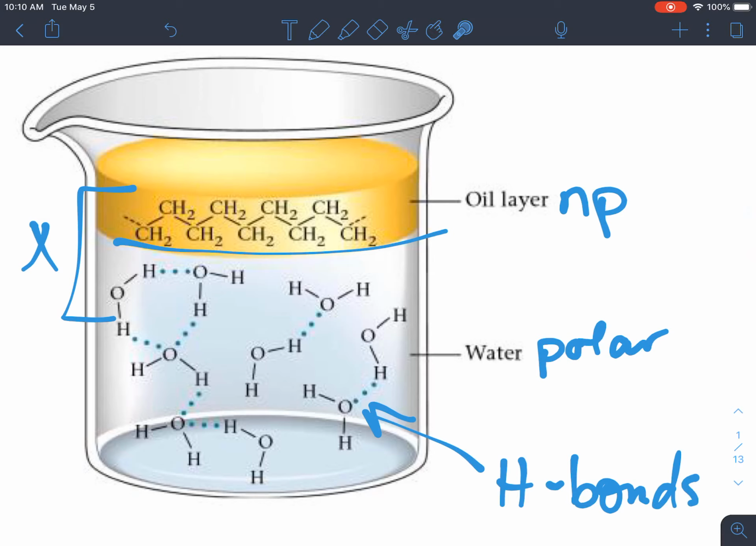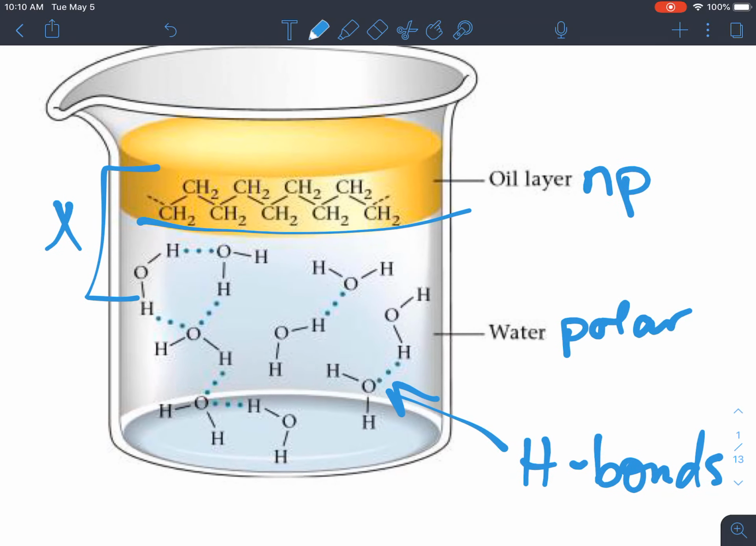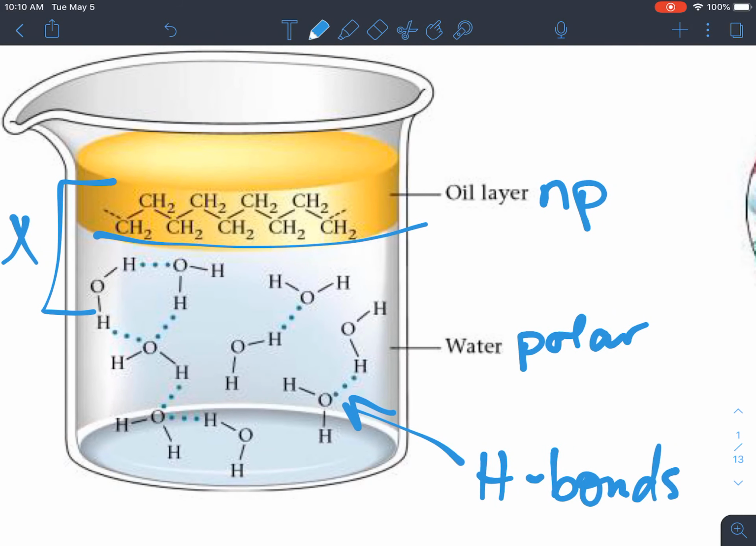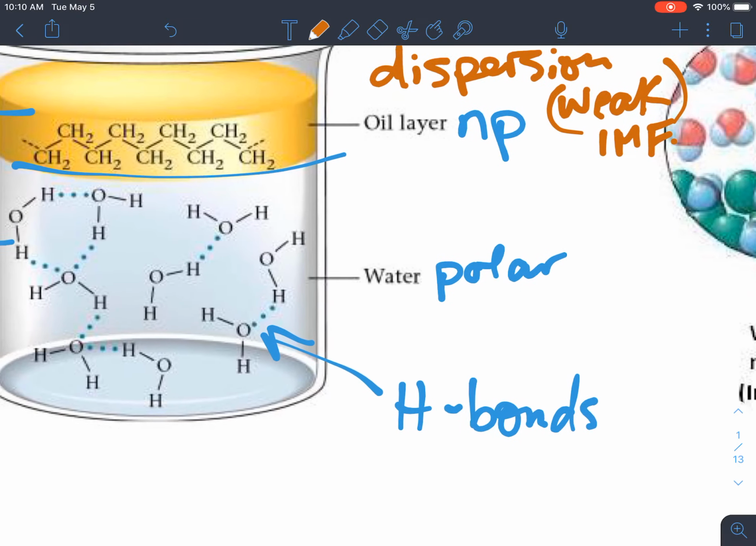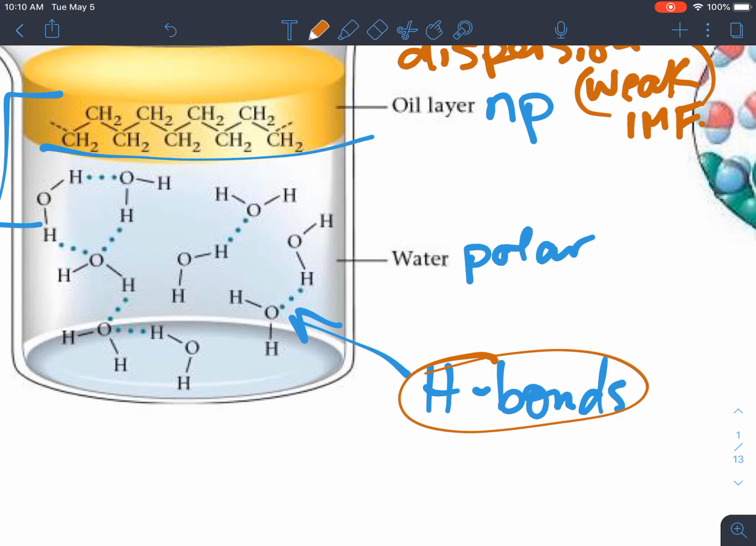Let's talk a little bit more closely about why. So think about what force of attraction would be among nonpolar molecules. That would be London dispersion forces. Or I'm just going to write dispersion, actually. Which is weak, if you guys remember from the last unit. Those are weak intermolecular forces. Now, water forms hydrogen bonding, and this is very strong.